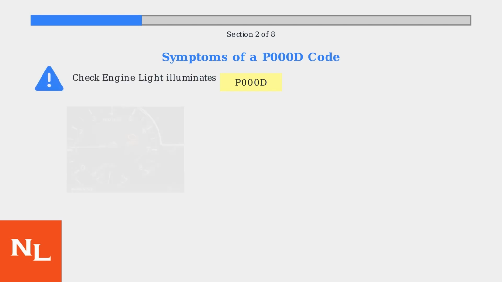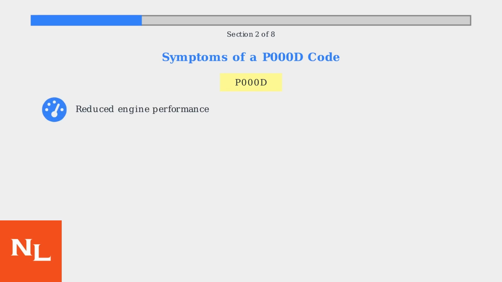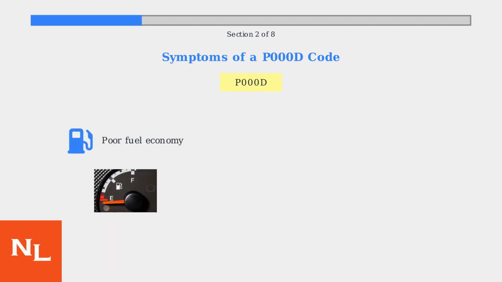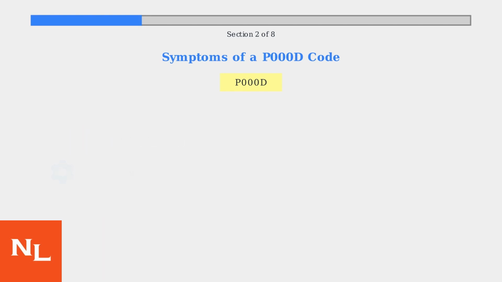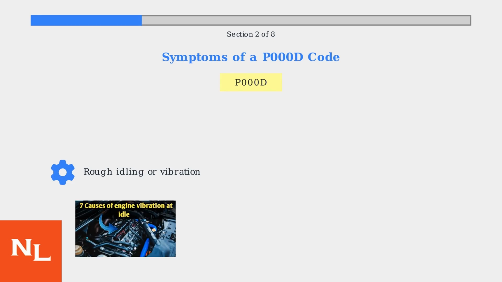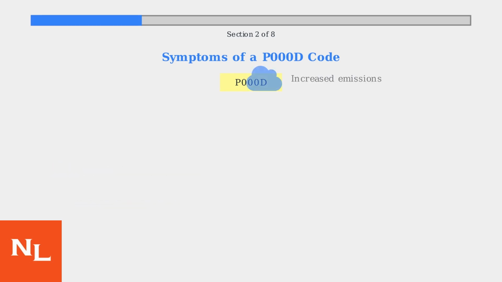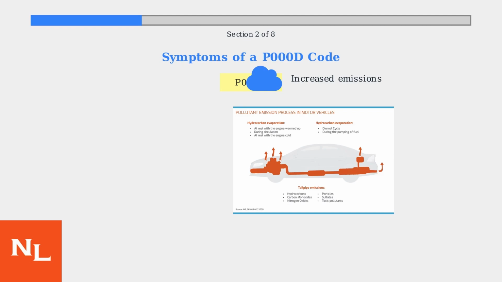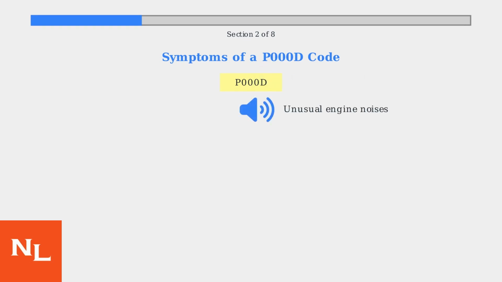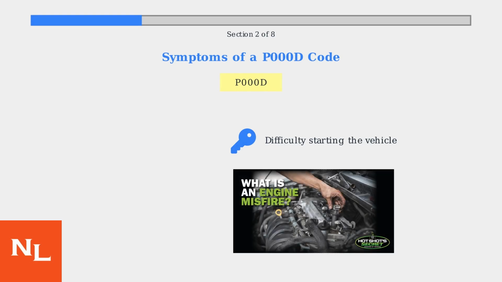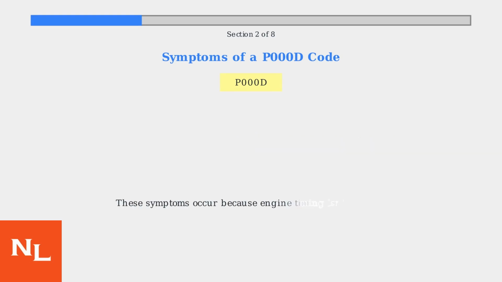The most common symptom is the check engine light coming on the dashboard. You may experience reduced engine performance with less power during acceleration. Fuel economy worsens as the engine uses more fuel inefficiently. The engine may idle roughly or vibrate noticeably at rest. Emissions may increase due to improper combustion timing. You might hear unusual noises from the engine area. Starting the vehicle may become more difficult. These symptoms occur because engine timing isn't optimal.